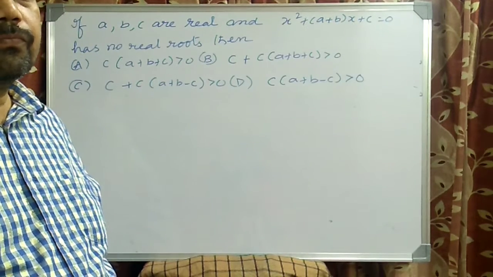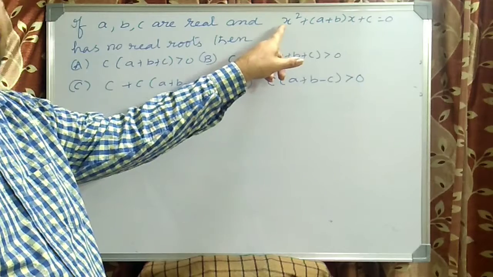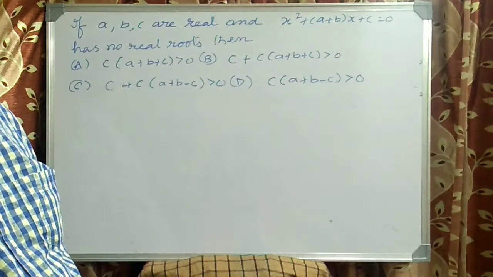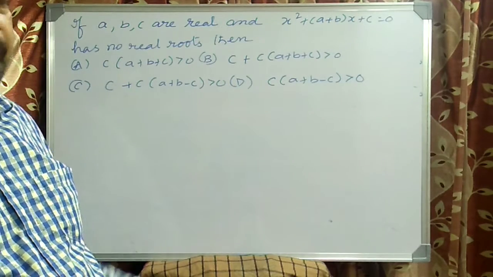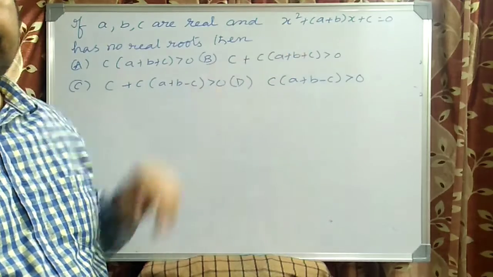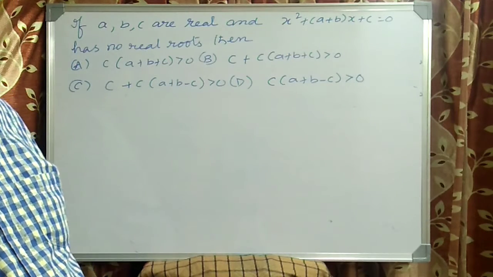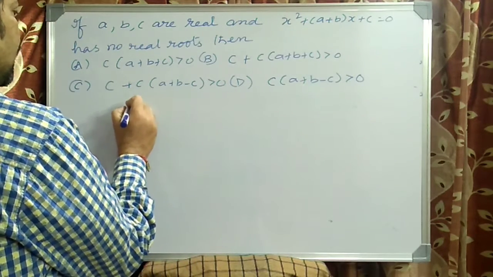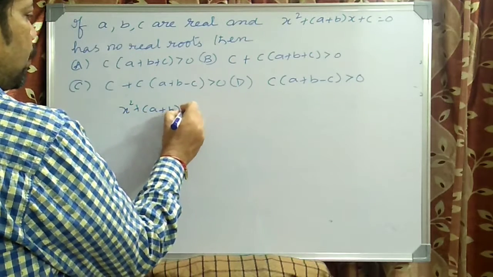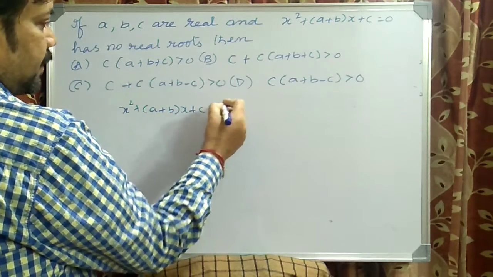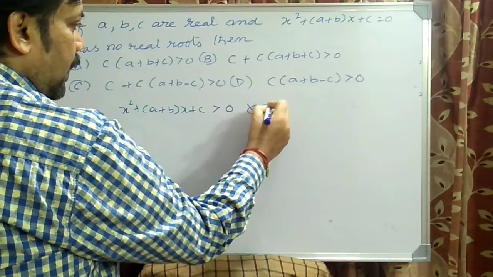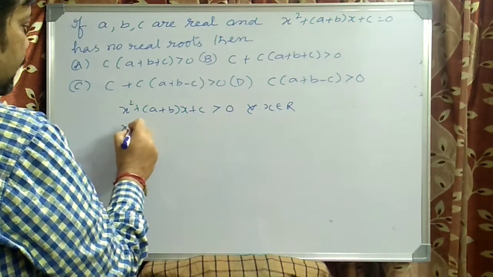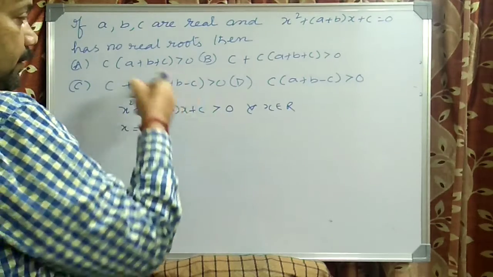So the x square coefficient is positive, so the total term is always positive for any value of x. I repeat, if I put any value in the place of x, the expression will be always positive. So x square plus (a plus b) into x plus c is always positive for all x belonging to R, right? So in the place of x, put simply c so that you can get the answer.